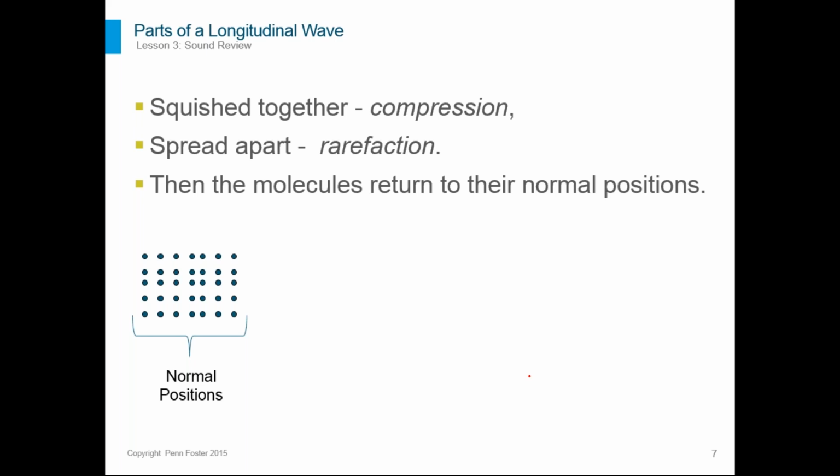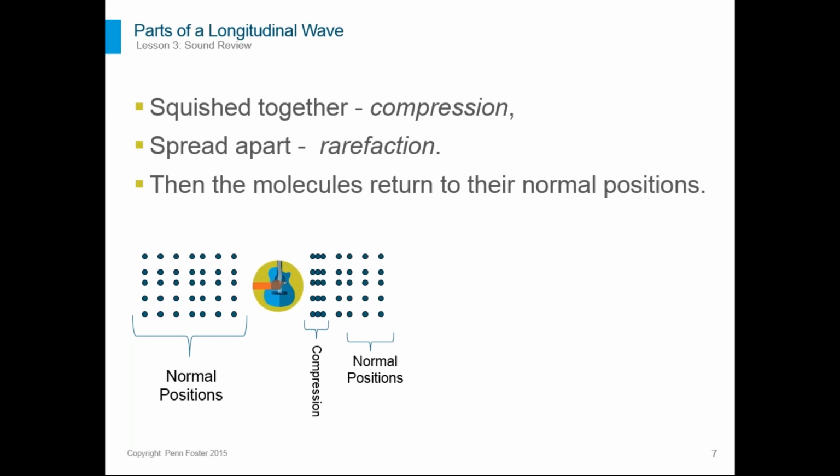So the wave starts with the molecules in their normal positions. They're kind of equally spaced out. And then some primary source causes a vibration, and that's going to cause some of the molecules to compress. Okay, so we've got our guitar string. It vibrates. It makes the molecules right next to it in the air compress.